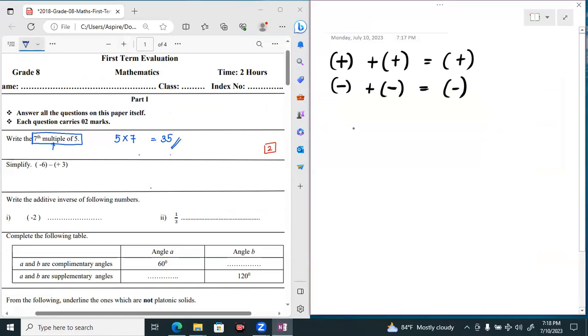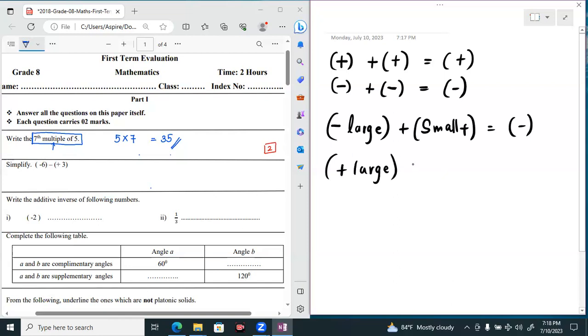If we add a large negative value and a small positive value, then we obtain a negative value. Then what we do is subtract the small by the large and include the sign of the large. And if we add a large positive number and a small negative number, then also we subtract small by large and we include the sign of the large number.